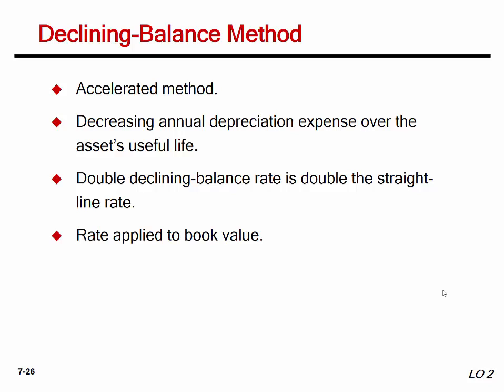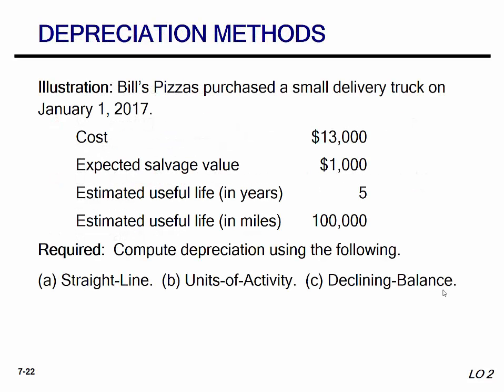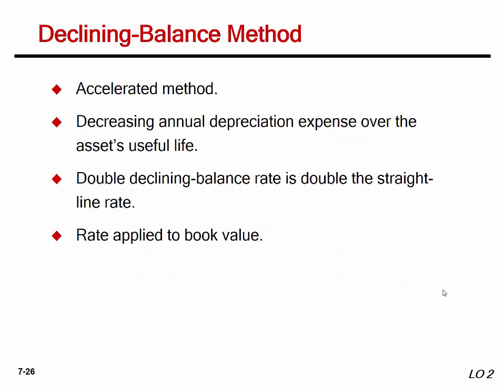Okay, so for our asset, we had a 5-year asset. 1 year out of 5 years gave us 20%. So then that means we're going to take the 20% and multiply it times 2, or double it, to give us 40% for the double declining balance rate.